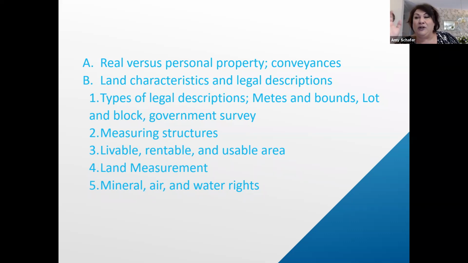Okay, that's my guess. Now, measuring structure, land measurement, I think I've already kind of reviewed that with you, again, knowing townships have 36 sections. Each section is 1 square mile. And again, each acre is worth 43,560. And there are 640 acres per section in that 1 square mile.